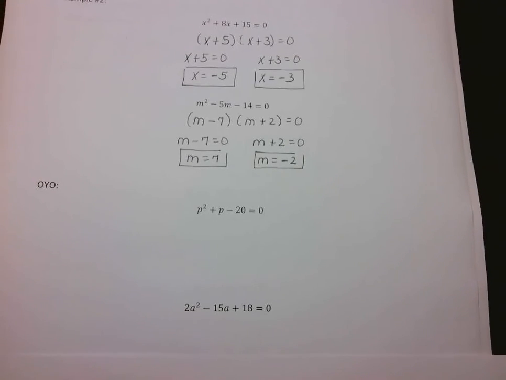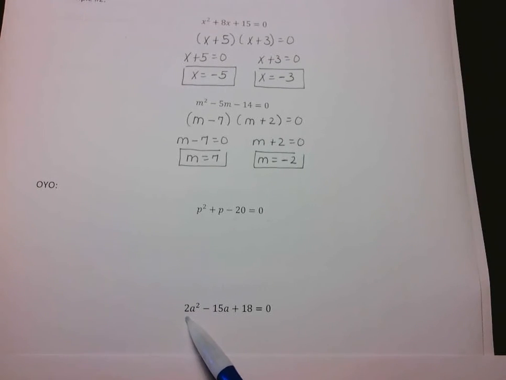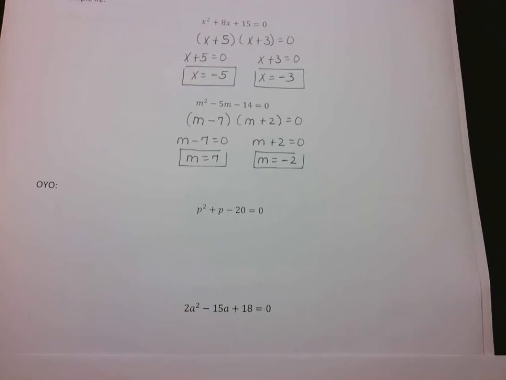Okay, so now go ahead and hit pause and work out these two problems on your own. Now remember, here you have to use the box method. A is not 1, so you have to factor using the box method. And remember, if you need to go back and re-watch that video, which teaches you how to use the box method to factor, please go back and re-watch that.